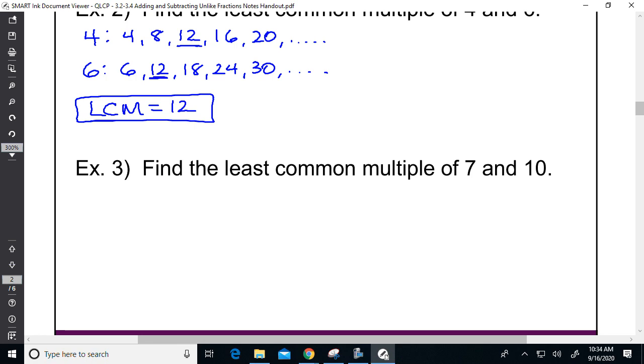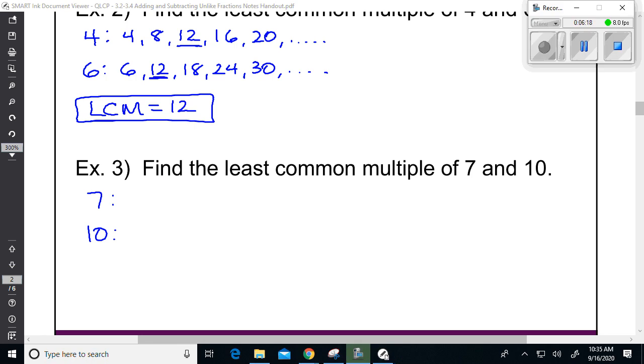Let's do another one. Example 3. Least common multiple between 7 and 10. So if you list out all the multiples of 7, list out all the multiples of 10, what's the first number that matches? What will be the first matching number? You take a minute, write the multiples out, which is actually what I'll have you do right now. Take 30 seconds and solve that problem.